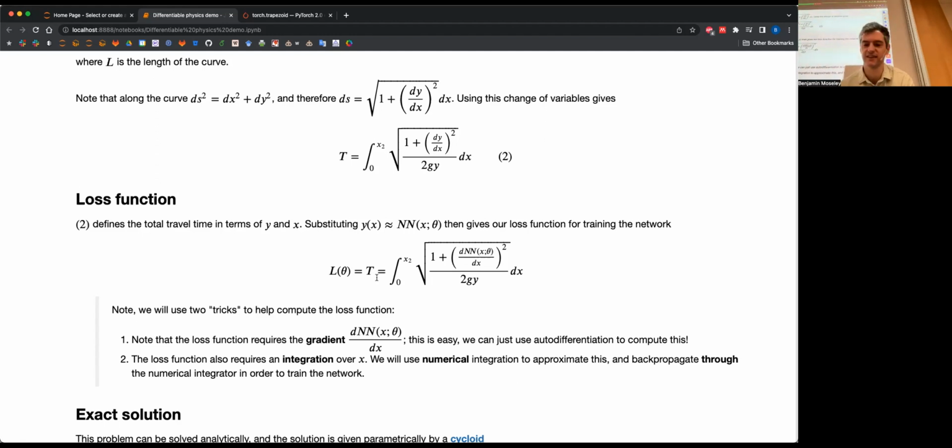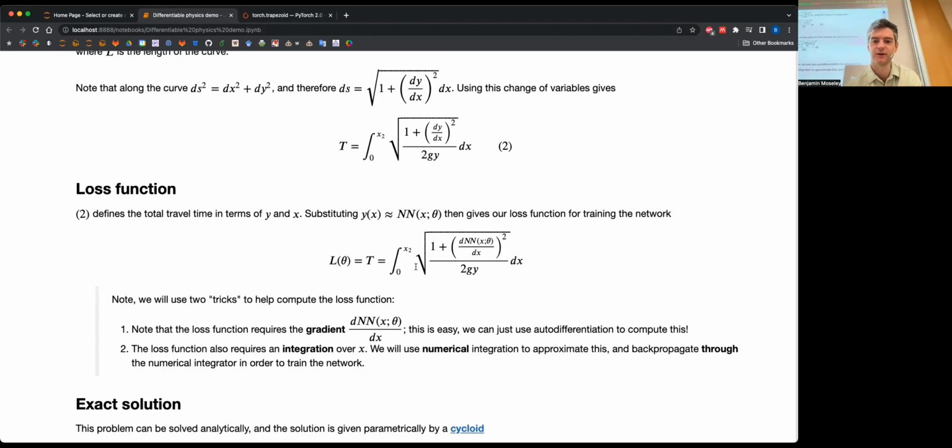Yeah? Okay. So it's kind of an interesting loss function because it contains an integration, so we're going to have to think about how to do that. And it also contains a derivative of the curve, or of the network. And we're going to find that we can very easily incorporate that when we're using PyTorch and auto differentiation.